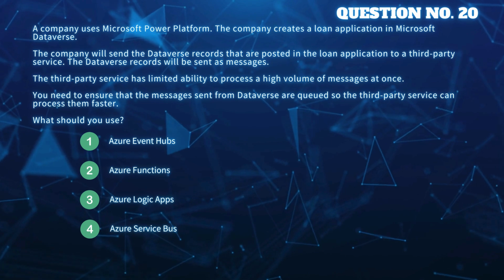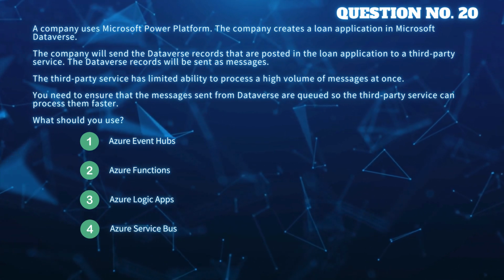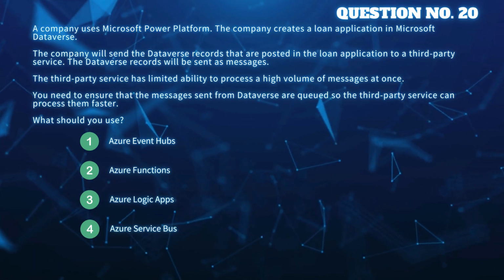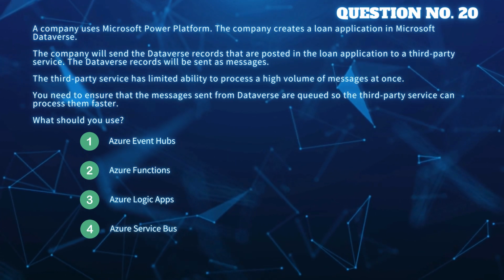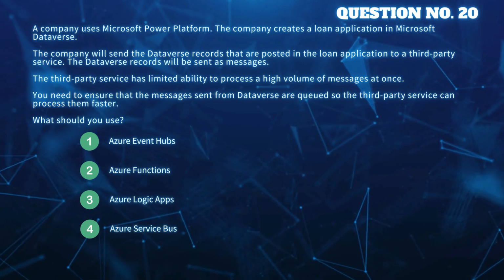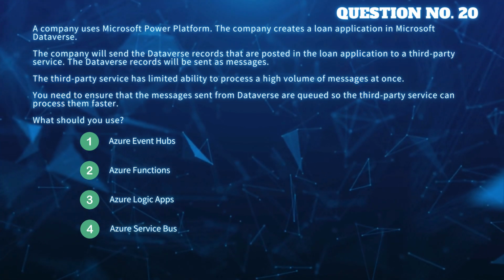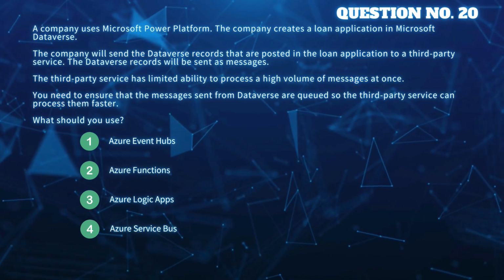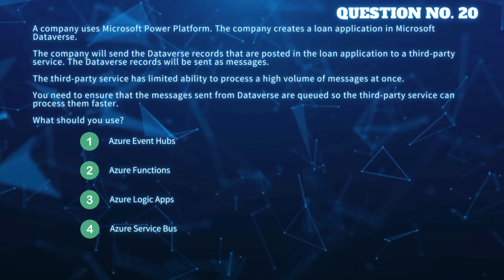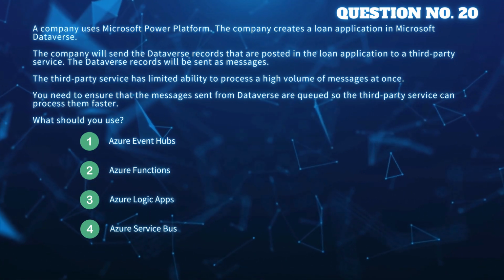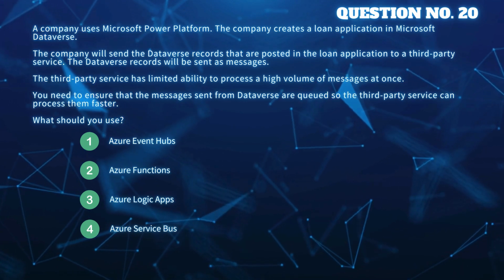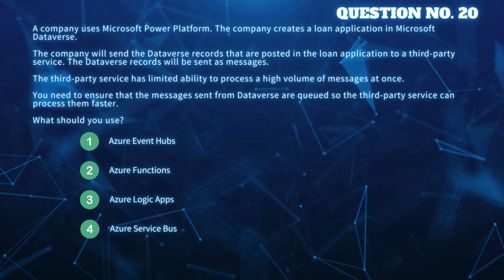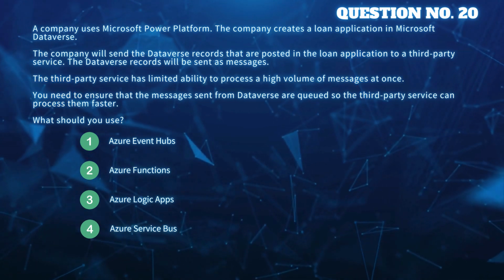A company uses Microsoft Power Platform. The company creates a loan application in Microsoft Dataverse. The company will send the Dataverse records that are posted in the loan application to a third-party service. The Dataverse records will be sent as messages. The third-party service has limited ability to process a high volume of messages at once. You need to ensure that the messages sent from Dataverse are queued so the third-party service can process them faster.